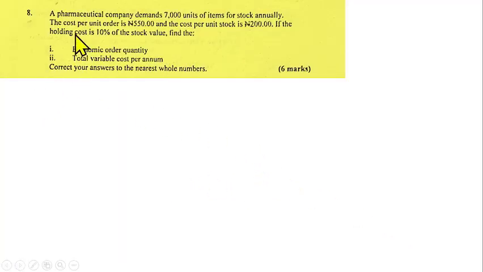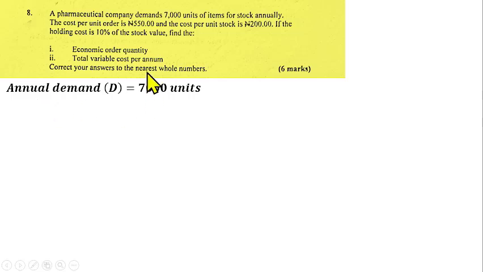Question number 8. A pharmaceutical company demands 7,000 units of an item for stock annually. The cost per unit order is 550 naira. The cost per unit stock is 200 naira. If the holding cost is 10% of the stock value, find the economic order quantity and the total variable cost per annum. Correct your answer to the nearest whole number.